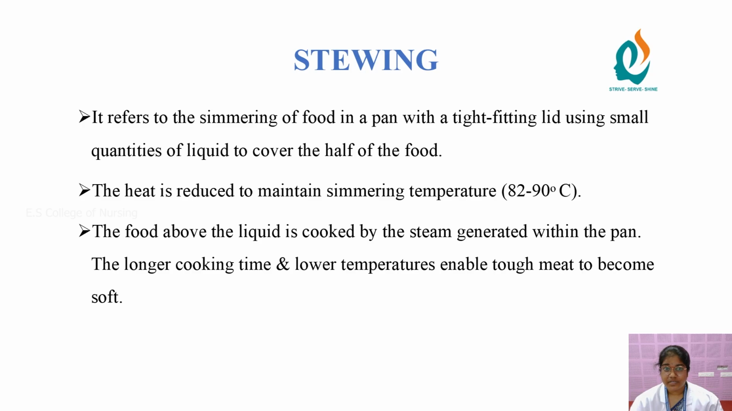Next one is stewing. It refers to the simmering of food in a pan with a tight fitting lid, using a small quantity of liquid to cover half of the food. The heat is reduced to maintain a simmering temperature of about 82 to 90 degrees Celsius. The food above the liquid is cooked by the steam generated within the pan. The longer cooking time and lower temperatures enable tough meat to become soft.